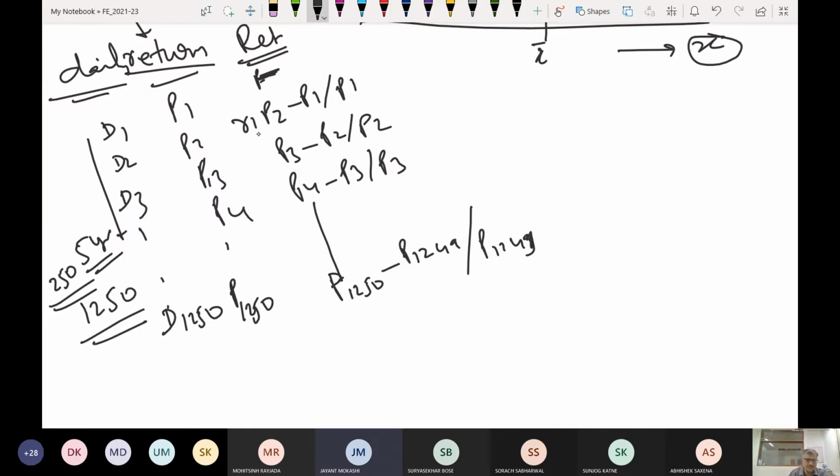And R1, R2, likewise up to R, but this will be 1249. What happens when a data point gets lost? We use a term, degree of freedom. I'll talk about it. So one degree gets lost when we convert prices to returns.